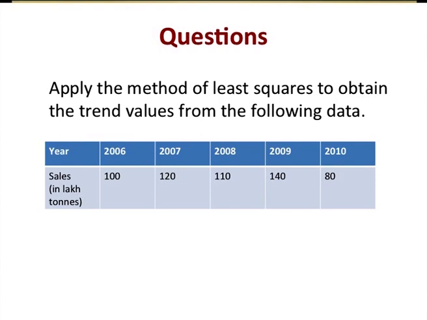Apply the method of least squares to obtain the trend values from the following data. Years given are from 2006 to 2010. So, the years are 2006, 2007, 2008, 2009 and 2010. Next, sales in lakh tons are given as 100, 120, 110, 140, 80. We have to find the trend values by the method of least squares. Thank you.